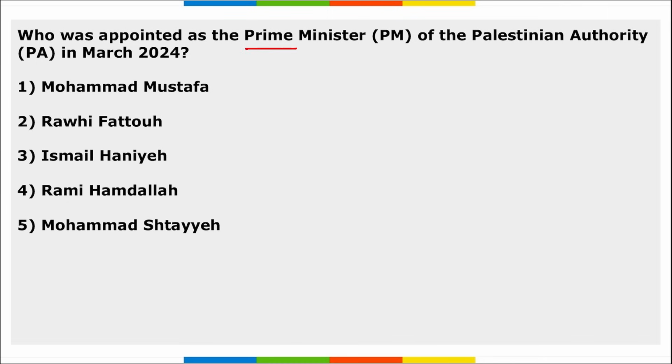Who was appointed as the Prime Minister of the Palestinian Authority in March? Mohammed Mustafa was appointed as the Prime Minister of the Palestinian Authority in March. He succeeded whom? He succeeded Mohammed Shtayyeh.